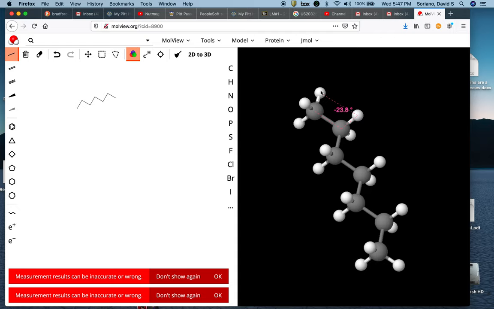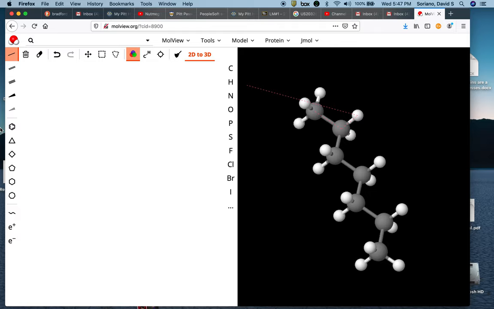Now, let me show you another one. So I'm going to erase this, and I'm going to go back to the 2D sketcher. And I want to show you this, just for argument's sake, the aromatic ring.